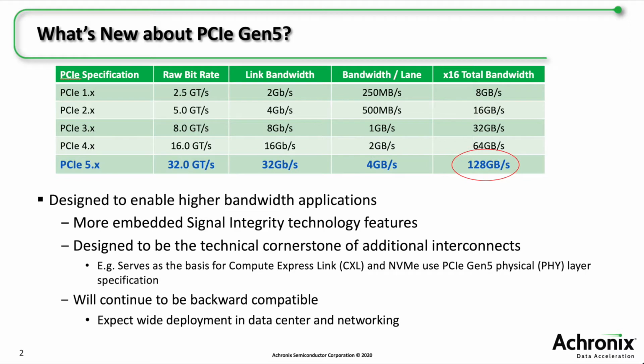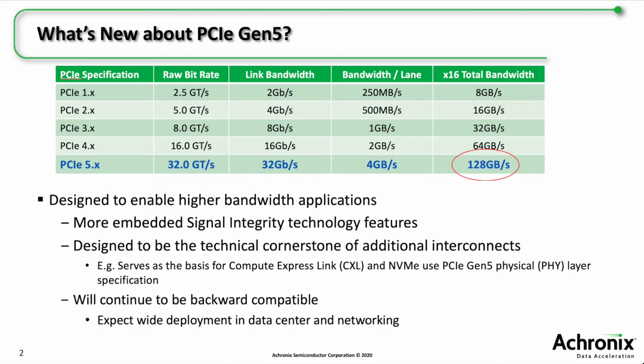So what's new about PCIe Gen 5? Generation 5 has been designed to enable higher bandwidth applications. As you can see from the table here, when you're looking at a x16 interface, PCI Express Gen 5 now supports up to 128 gigabytes per second of bidirectional throughput. That's a terabit per second of throughput going back and forth between your host PC and your high-performance FPGA.